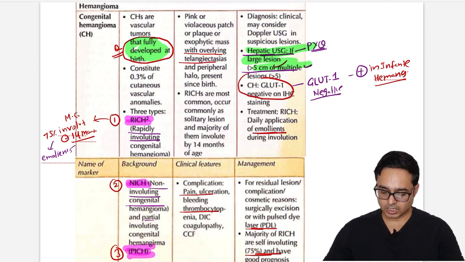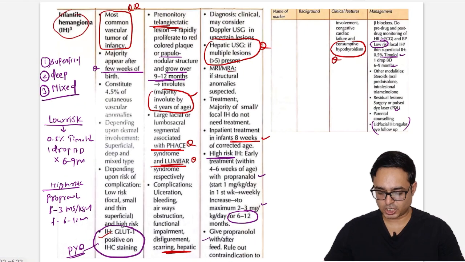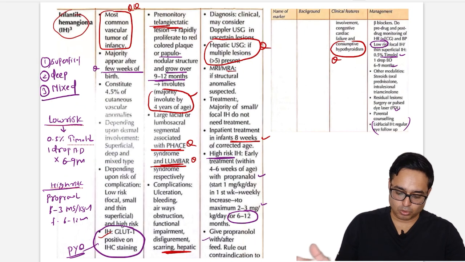But just see, GLUT1 is negative on IHC. Okay, so GLUT1 is used to differentiate infantile hemangioma from congenital hemangioma. It is positive in infantile hemangioma and it is negative in congenital hemangioma. Very much important. Generally, cosmetic lasers can be used. Okay, pain, ulceration, thrombocytopenia can be complications. Okay, so going forward to infantile hemangioma.